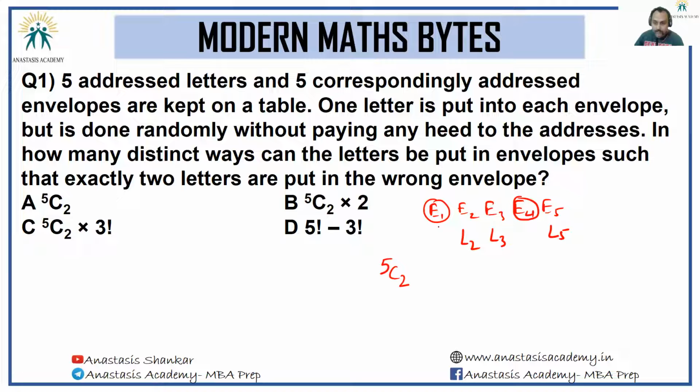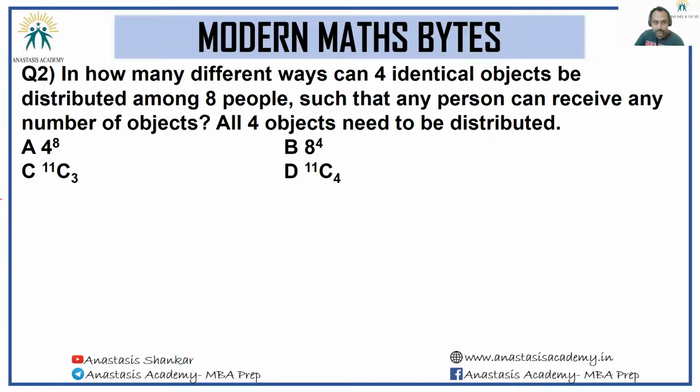And now E1 is supposed to get the wrong one. It cannot get letter 1. So it will necessarily get letter 4, and E4 will necessarily get letter 1. There is just one way of arranging these. Therefore, your answer is limited to 5C2, or option A in this case.